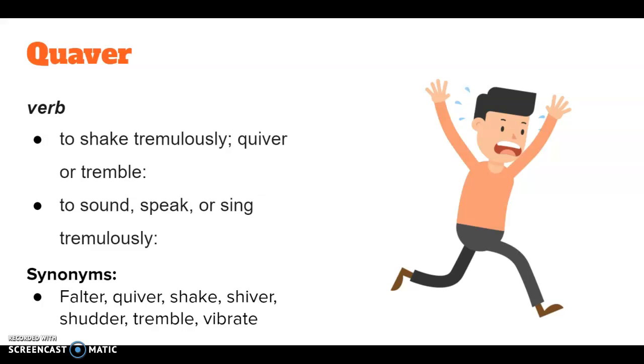So I want you to imagine if you're nervous or scared and you kind of stutter a little bit. That is a quaver. Say you're about to get on a really scary roller coaster and your friend asks you, "Are you scared?" And you're like, no. Anytime your body shakes in fear, that's also a quaver. So synonyms of quaver would be falter, quiver, shake, shiver, shudder, tremble, and vibrate.